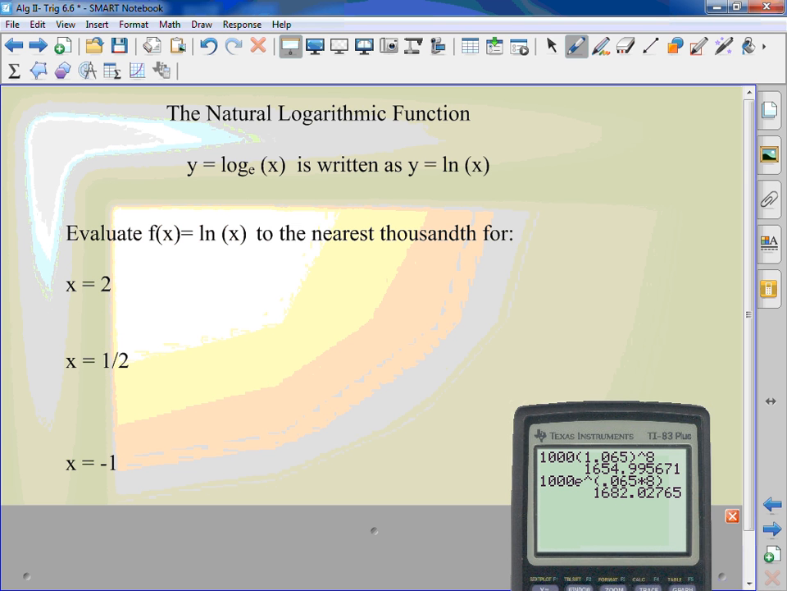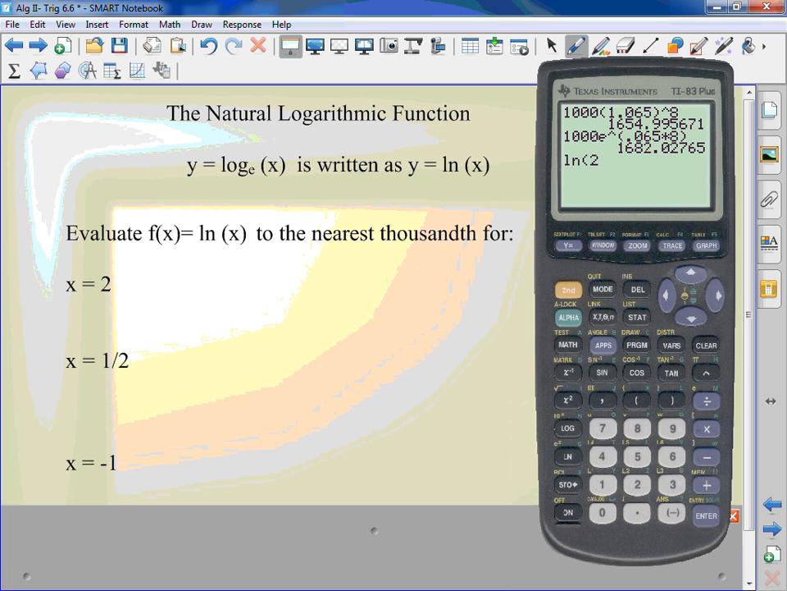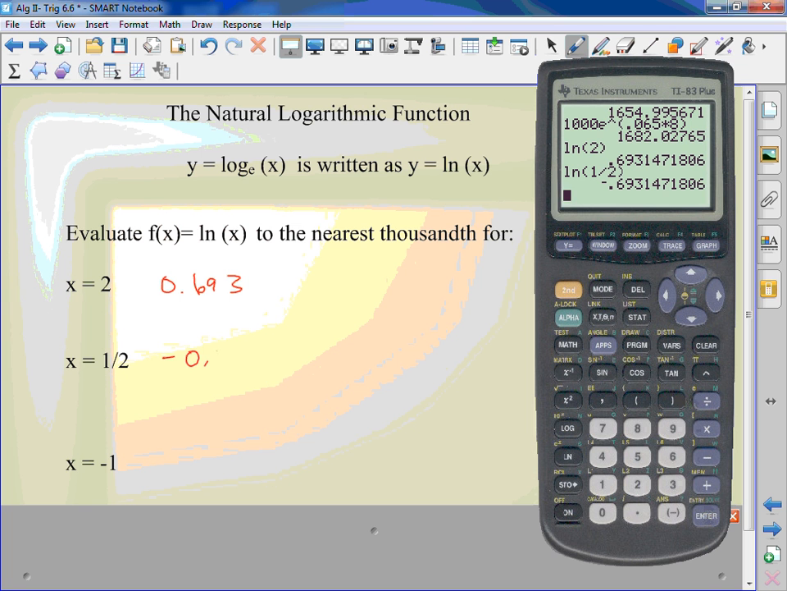So we're going to find ln of 2, ln of 1/2, ln of -1. All I do is hit the ln, which is next to the 4, 2, and I get, I'll do it correctly this time, 0.693. ln of a half is negative 0.693. I had the decimal in the wrong spot. And ln of -1.